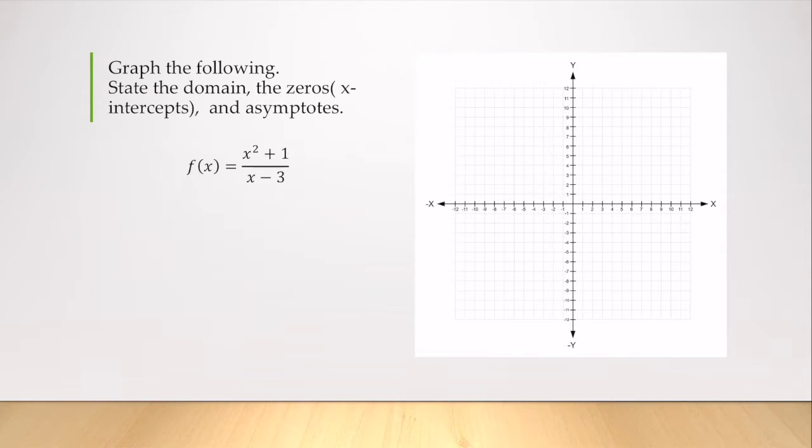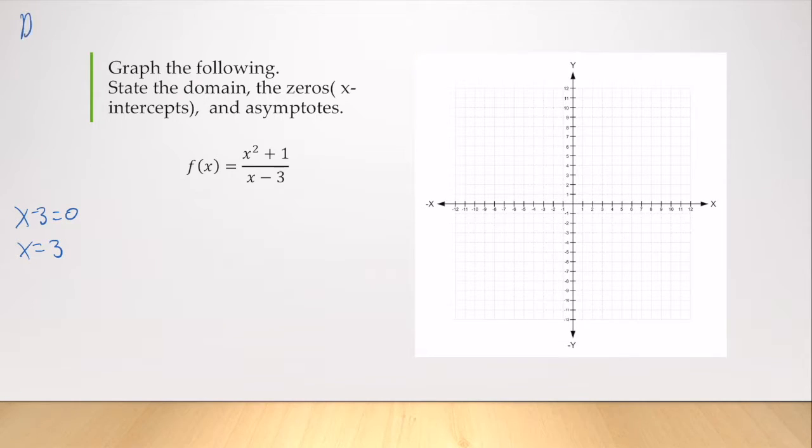Let's go ahead and graph another rational function. We need to graph lots of these to get really good at it. So I have f of x is x squared plus 1 over x minus 3. Let's set the denominator equal to 0 to find the domain and vertical asymptote.